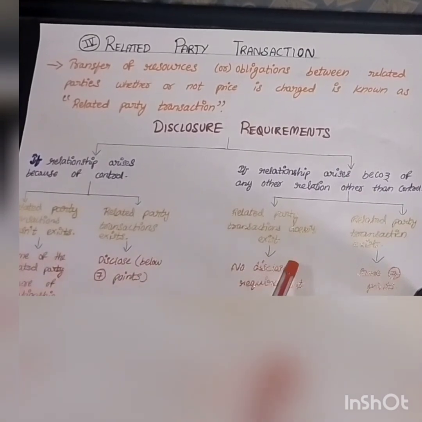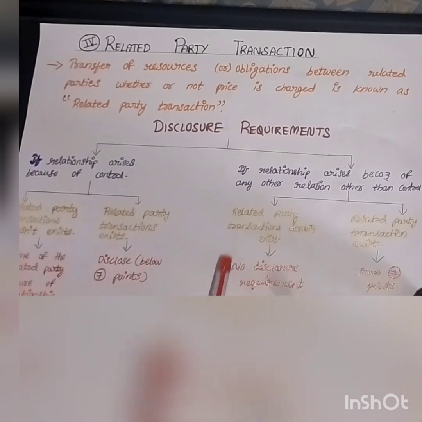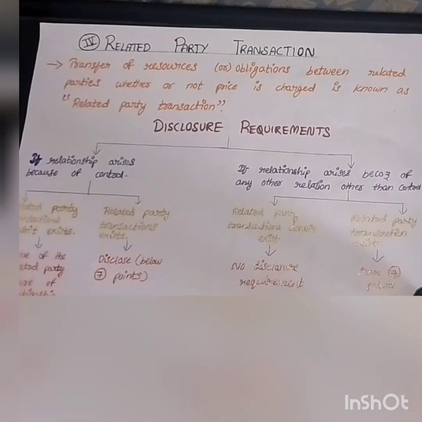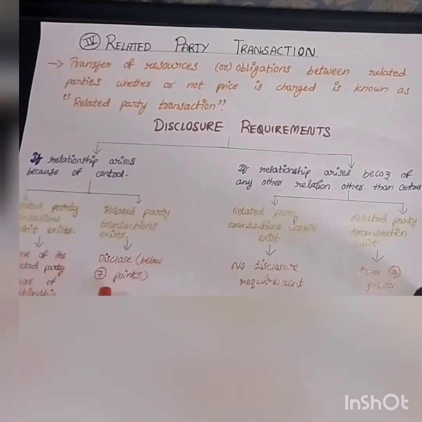Now in the other category, that is, other than control: if a related party transaction does not exist, what should we disclose, and if a related party transaction exists, what points do we have to disclose? As I said, I'll be explaining these 7 points later. The same 7 points are to be disclosed if the transaction exists, and if the transaction does not exist, there is no disclosure requirement here.